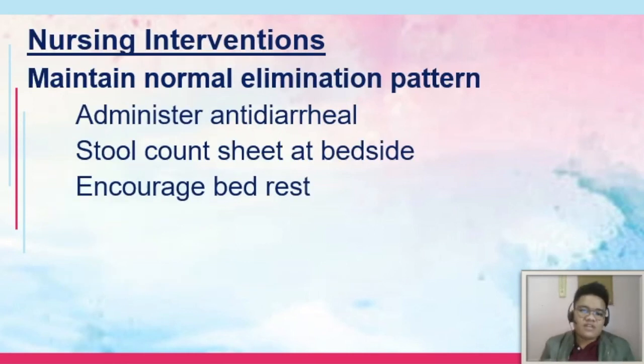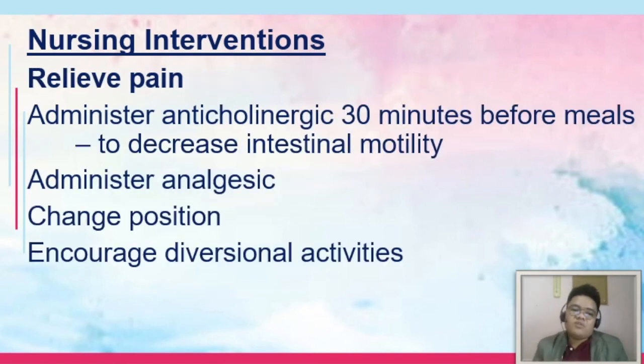The nursing interventions, okay? Maintain normal elimination pattern. There will be diarrhea, so administer anti-diarrheal drugs. A stool count sheet at bedside. We want to check how many fecal outputs our patient has. We want to replace those outputs. Okay, if our patient is not drinking fluids, we might need to replace the output with isotonic solution. And then again, encourage bed rest. It decreases peristalsis. It also conserves your energy. Energy needed for recovery.